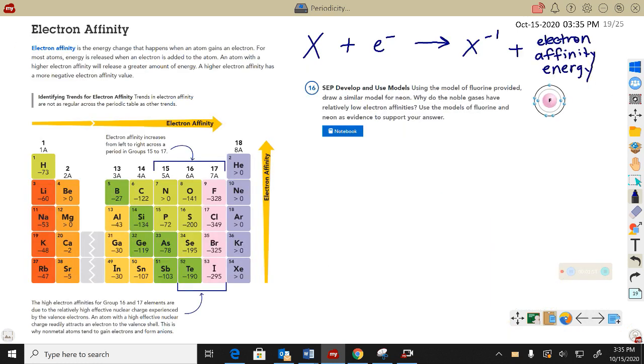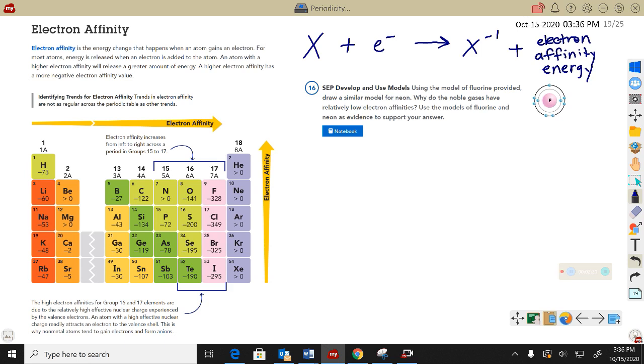And so if you look at some of these numbers on this little periodic table, again, the numbers are usually in units of kilojoules, and we don't really care so much about the exact number. I just want to look for trends and patterns. For example, in general, electron affinity energy seems to increase going across a period. And by increase, it means that it becomes more exothermic.